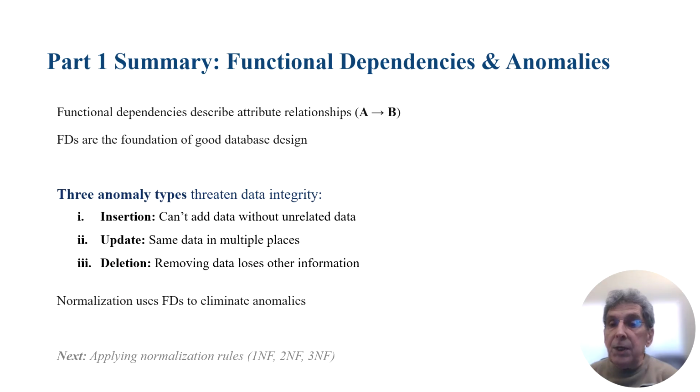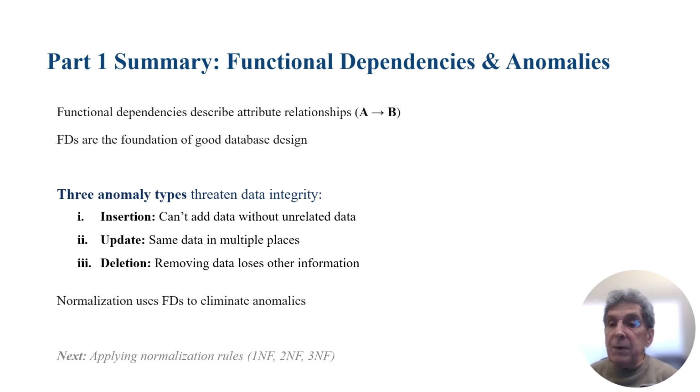So let's summarize what we've covered so far in Part 1. Functional dependencies describe how attributes relate to each other. The notation A points to B means A uniquely determines B. These dependencies are the foundation of good database design. They tell us which attributes belong together in a table. We identified 3 types of anomalies that plague poorly designed databases.